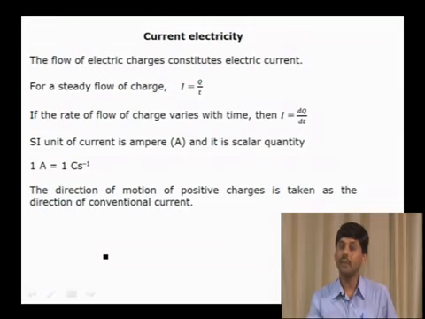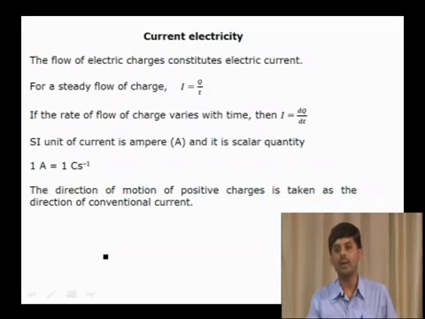If the rate of flow of charges varies with time, then we take I is equal to dQ by dt. The SI unit of current is ampere and it is a scalar quantity. See here, current has both magnitude and direction. And the current has magnitude, say 2 ampere, and we can show the flowing direction, but still it is a scalar quantity. Why? It does not obey the vector addition rule, so it belongs to scalar quantity.